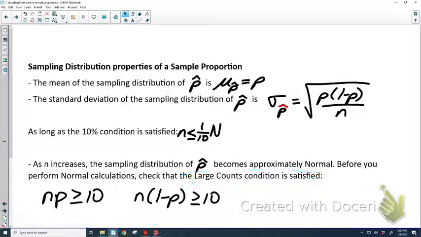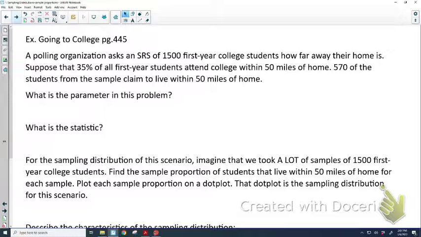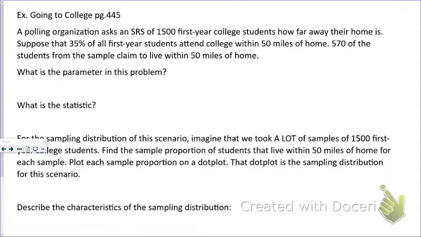All right, let's look at one. So in this problem, let's make it a touch bigger. We have students going to college, and a sample is taken of 1,500. And somehow they know, maybe with statistics from administration, looking at all the enrolled students, 35% of first-year students live within 50 miles of their home. In the sample, 570 of them claim that they live within 50 miles of home. So let's practice real quick.